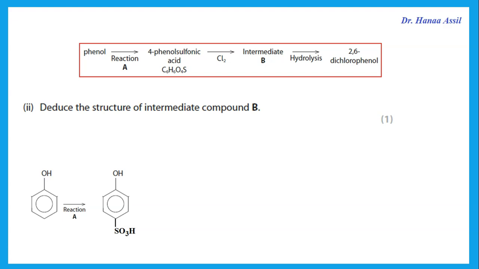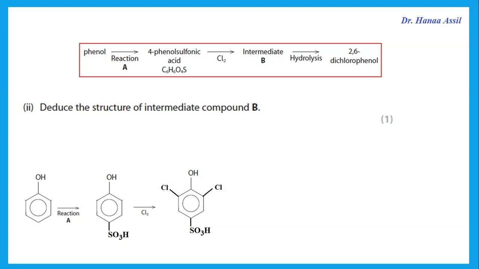Now he's saying I want to react it with chlorine. When we react it with chlorine, we get this kind of product. We put the chlorine on the benzene ring at carbon number 2 and carbon number 6. Remember that the OH group is ortho-para-directing, and the sulfonic acid is meta-directing, and that's why the chlorines have to be on these carbons in the benzene ring.